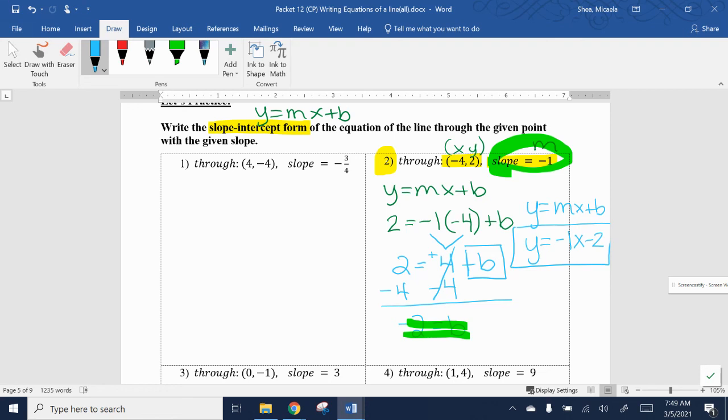Take your time going into the next Draw It screens and try those two examples, and I will show you the answers afterwards.